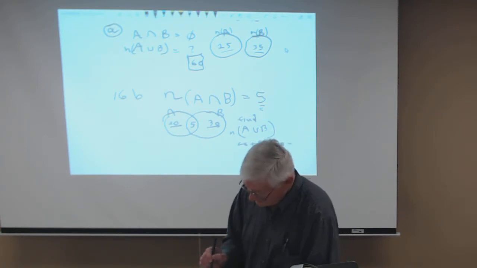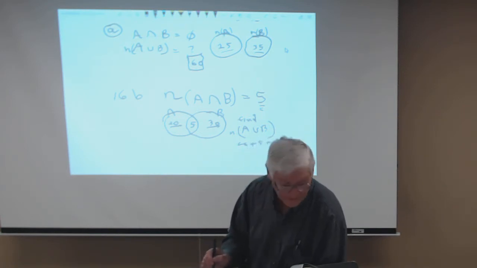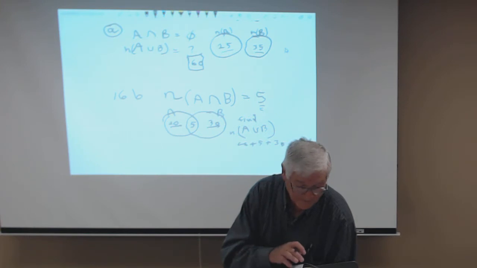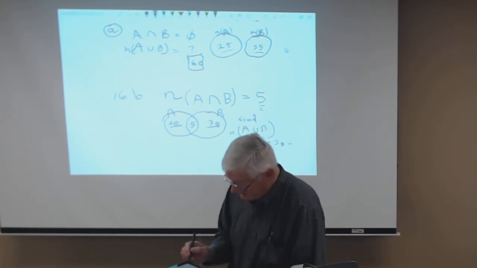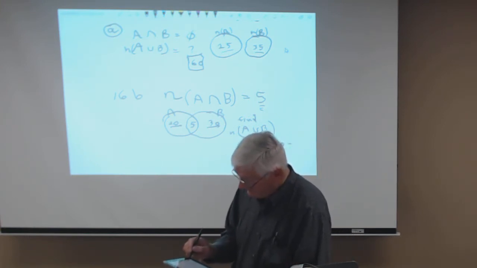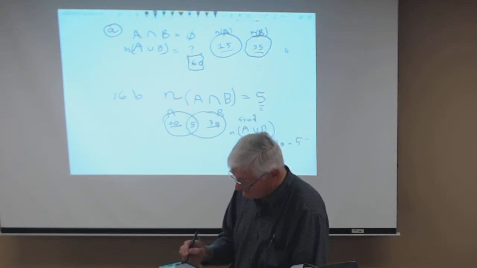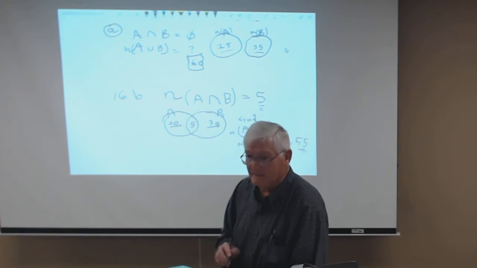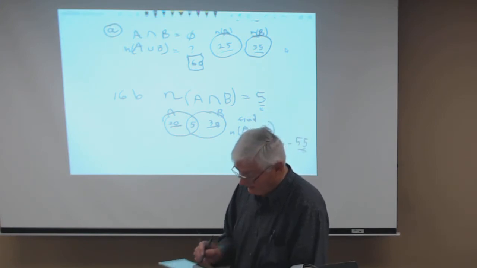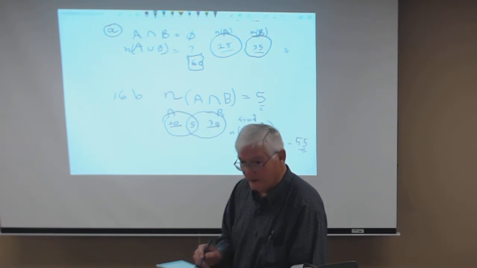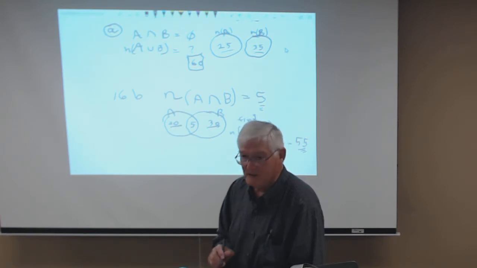Oh, B. No, that's right. I'm looking for the union. Find the union. So what's the answer? 55. Everybody follow that? I count the 20, I count the 5 where they overlap, and I count the 30.